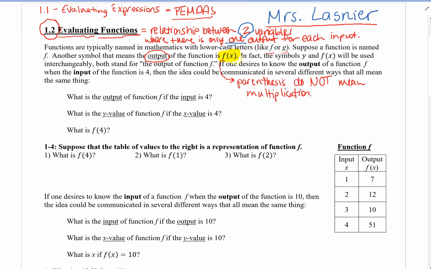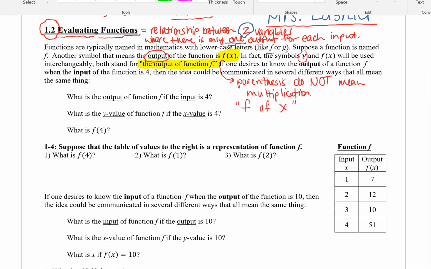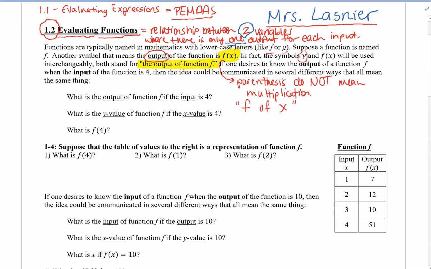Okay, and then not only does this not mean multiplication, but this symbol, f(x), which by the way, when you read that out loud, we say "f of x." That's how you would read that out loud. The output of the function is f of x. Now, that is just another name for the output, for the y value. So y and f of x can be used interchangeably. They both stand for the output of a function, right? Because a function is dealing with two variables, something that goes in, something that comes out, and the f of x is referring to what comes out.